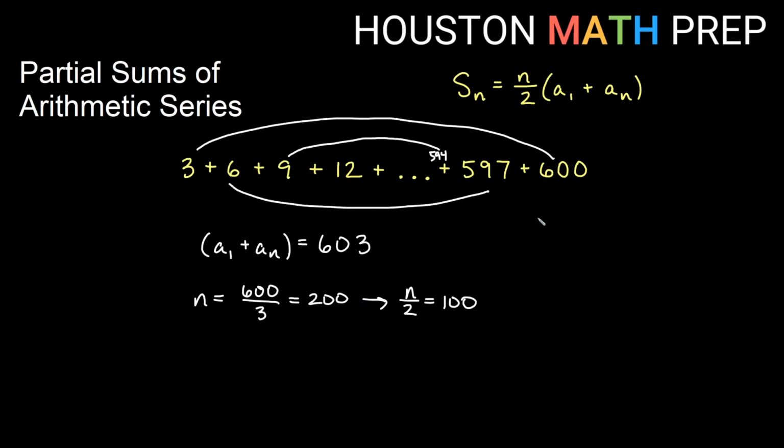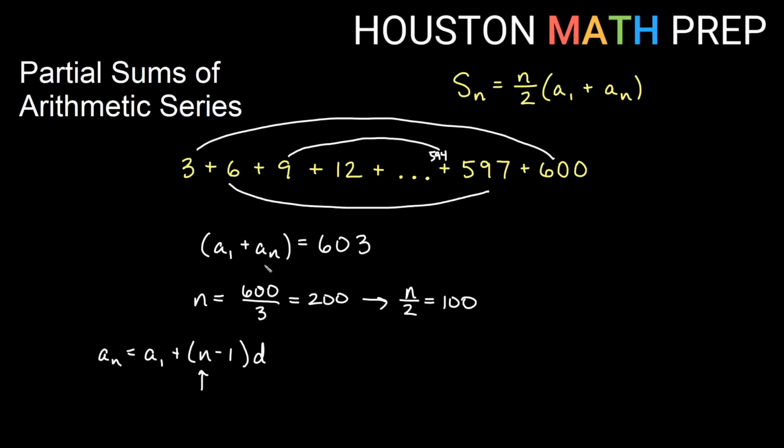If you're not sure, you can always use our formula, a sub n equals a1 plus n minus 1 times the common difference. That was for arithmetic sequences, right? If you want to figure out the number of terms, you can use this and just solve for n. I'm going to do that real quick, even though we already know, just so you've seen this in case it's hard to interpret how many terms and how many pairs you have going on here.